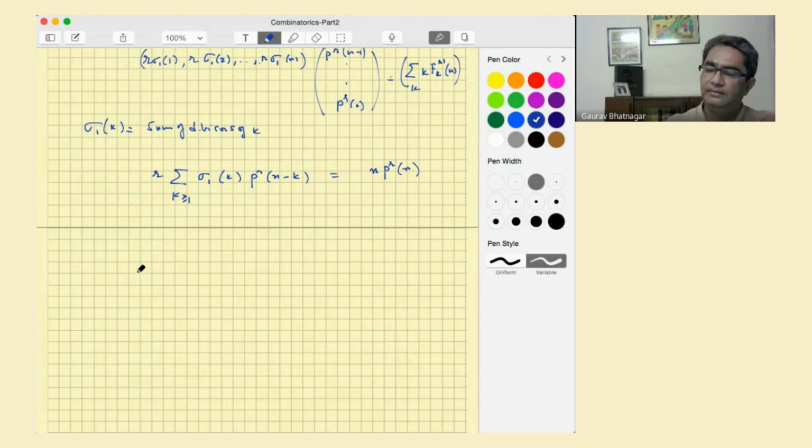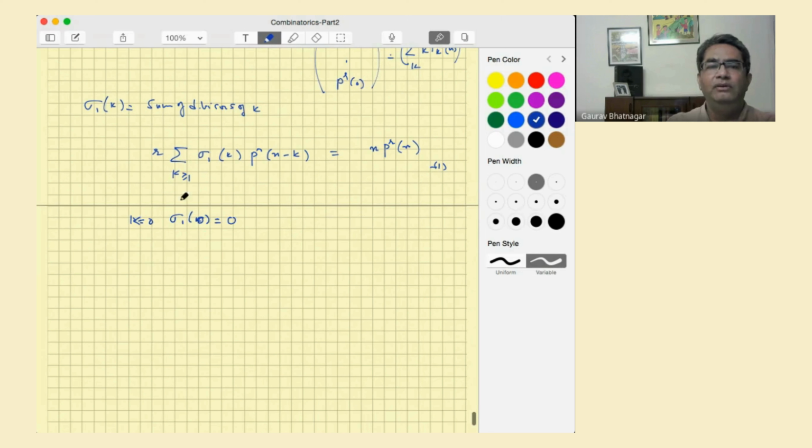Yes, Professor. So in this one, if k is 0, we can take sigma 1 of 0 to be equal to 0. So I could go from k going from 0 to whatever. And in terms of generating functions, this is a convolution.